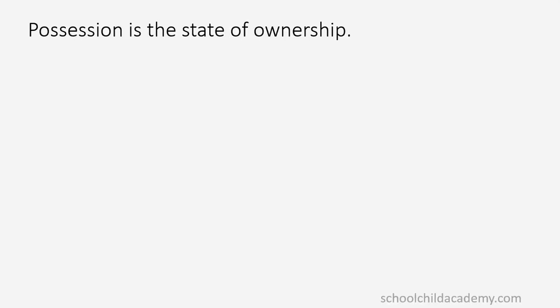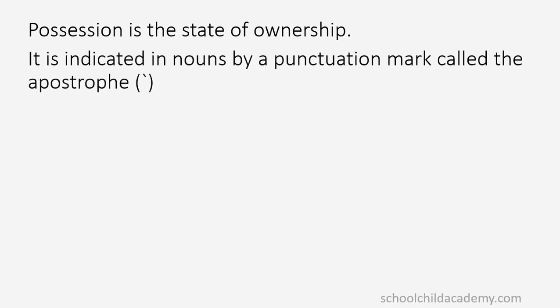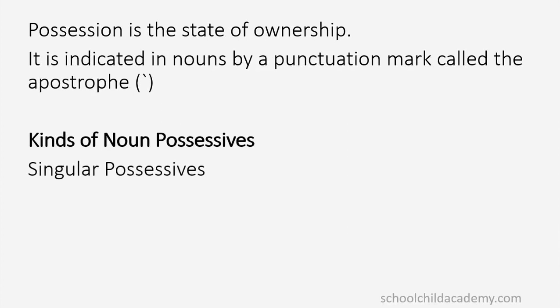Possession is the state of ownership. It is indicated in nouns by a punctuation mark called the apostrophe. There are two kinds of noun possessives: singular possessives and plural possessives.